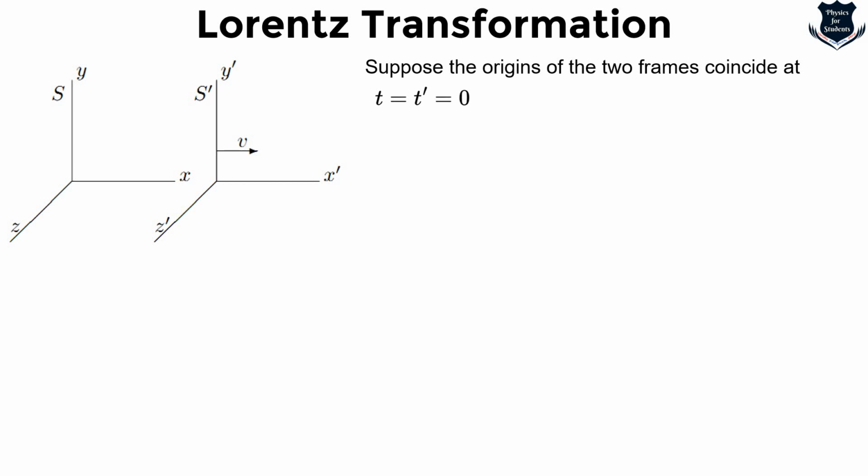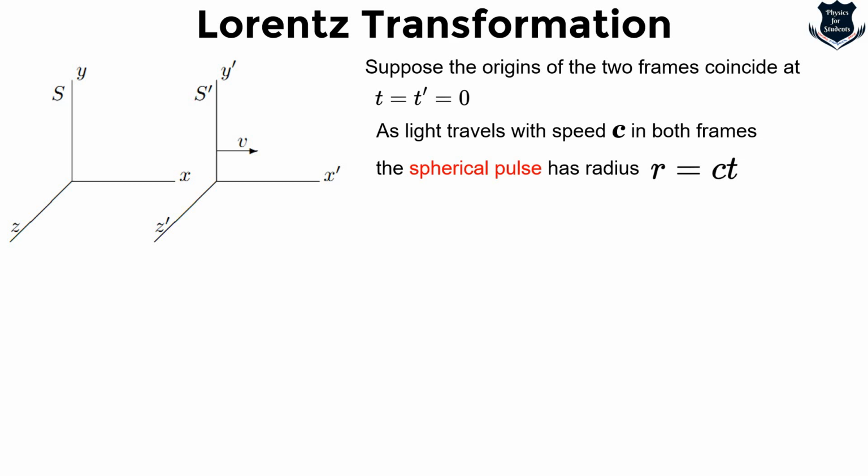Suppose again, as in the Galilean transformation, we took the same thing: that the origins coincide, say t equals t prime equals 0, and that at this time there is a burst of light at the origins. You need to imagine that light travels with speed c in both the frames. The light is traveling at c in both the frames at time t in frame S.